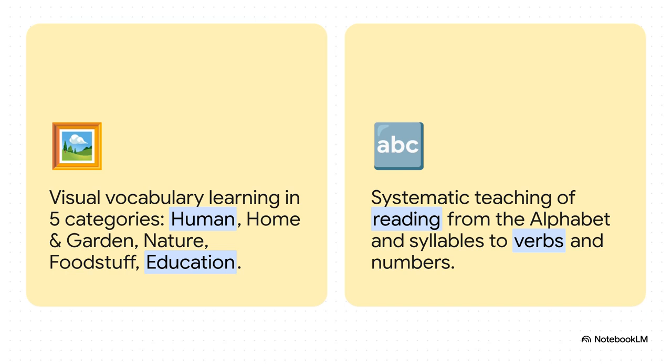On one side, you have the visual dictionary. This is fantastic for building that core vocabulary in a thematic way, connecting words to concepts in categories like home and garden or nature. Then, on the other side, you have the alphabetical part. This is where you get into the real nuts and bolts of literacy, a systematic approach covering everything from the alphabet and syllables to multisyllable words, verbs, and even numbers.